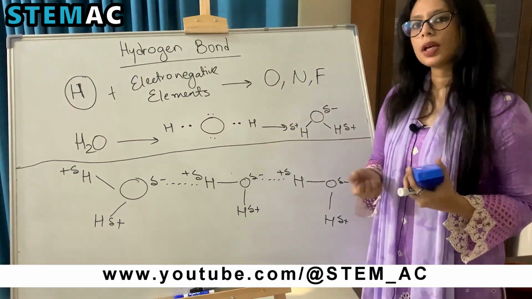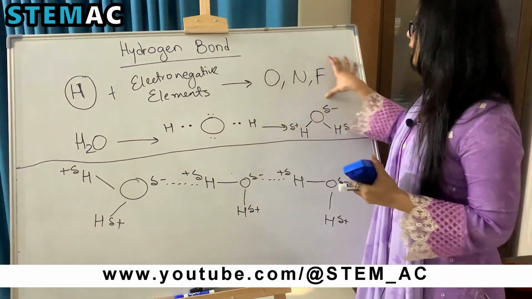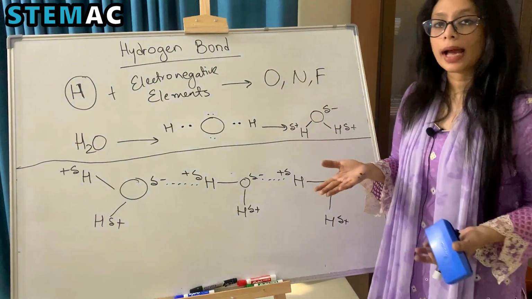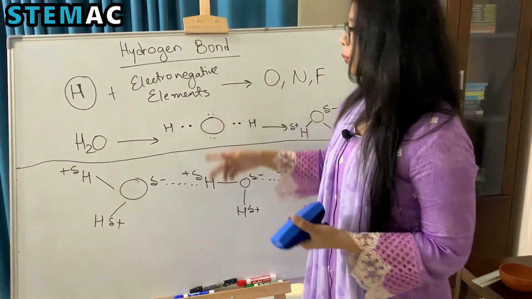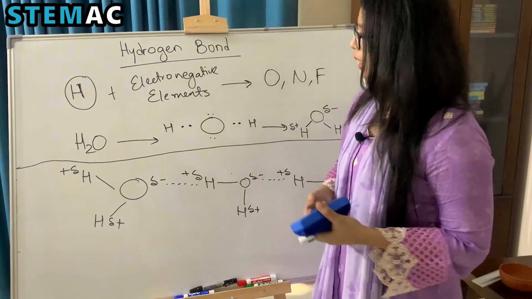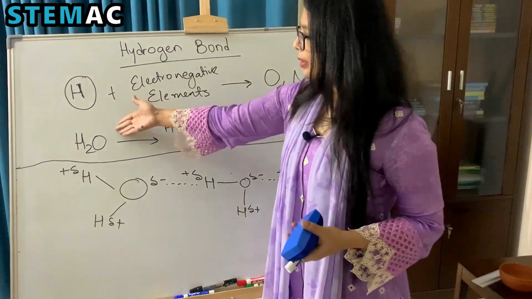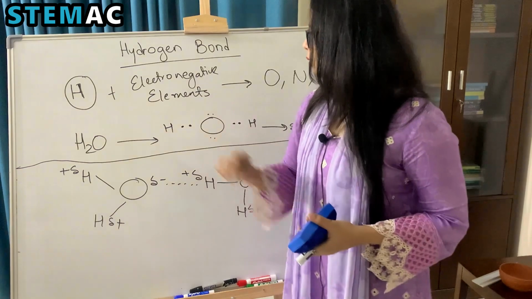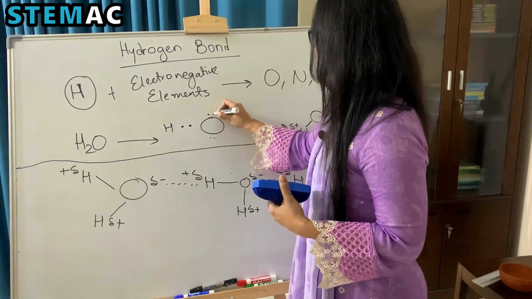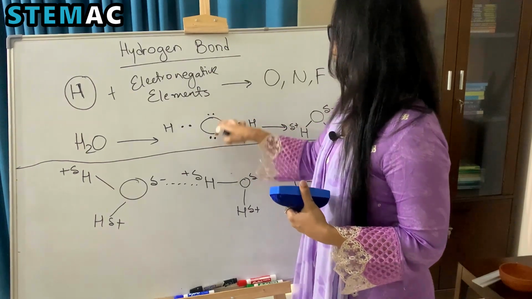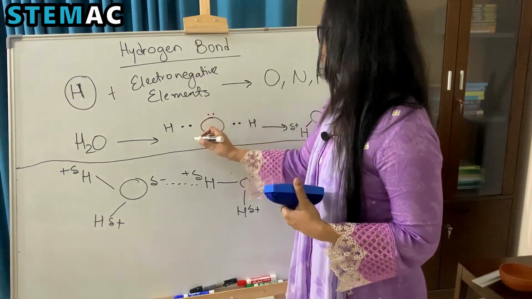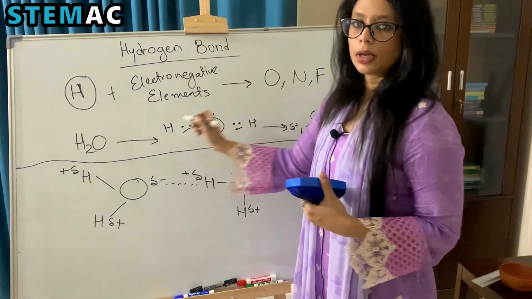These elements are called highly electronegative. What does that mean? When something is highly electronegative, it will pull the shared electron towards itself more than its partner. I have taken a very popular example of hydrogen bond, which is water. In water, the oxygen has two lone pairs of electrons, one on either side, and with two electrons it forms covalent bonds with hydrogen on two sides.